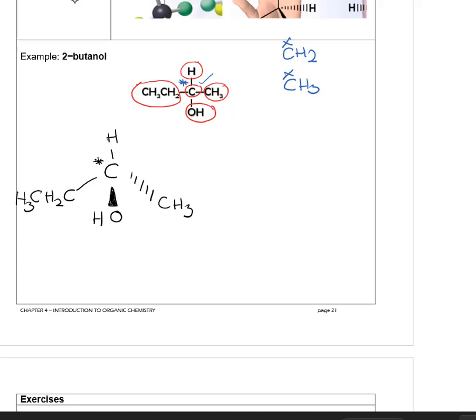So this compound can rotate plane polarized light. So this compound we call it as chiral substance. Okay, kalau dia ada chiral carbon, dia boleh rotate plane polarized light. So this compound is optically active. So this compound can have enantiomer. So enantiomer dia adalah mirror image. Dia mirror image. So dia boleh ada another substance. Okay, bayangkan kat tengah ni mirror lah.